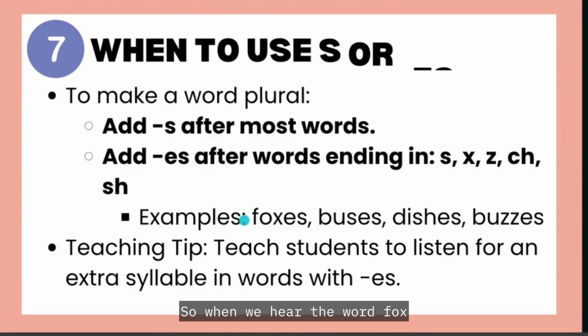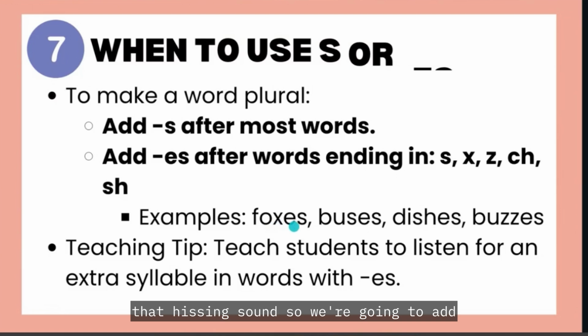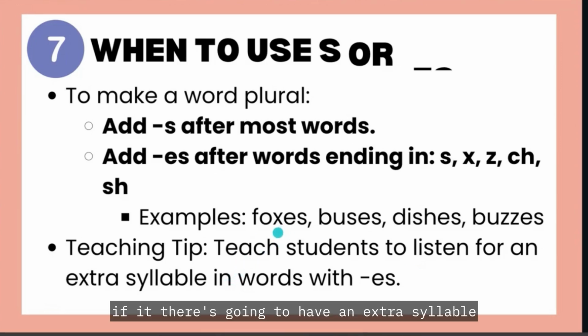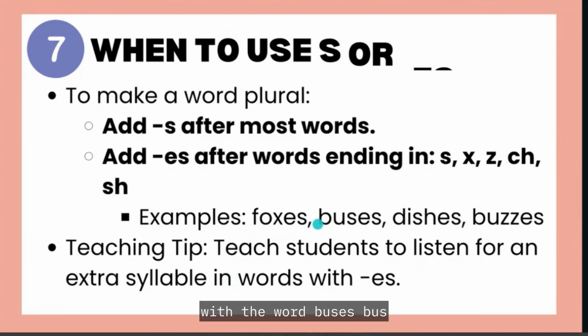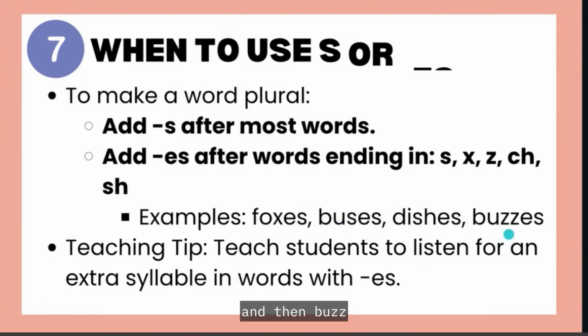So when we hear the word fox, the letter X makes that hissing sound, so we're going to add that ES. And that adds an extra syllable to the word. So you can teach that to your students: that's an extra clue that it needs an ES, if there's going to be an extra syllable. With the word buses, bus, again, we have that hissing sound at the end, dish, and then buzz, we need that ES.